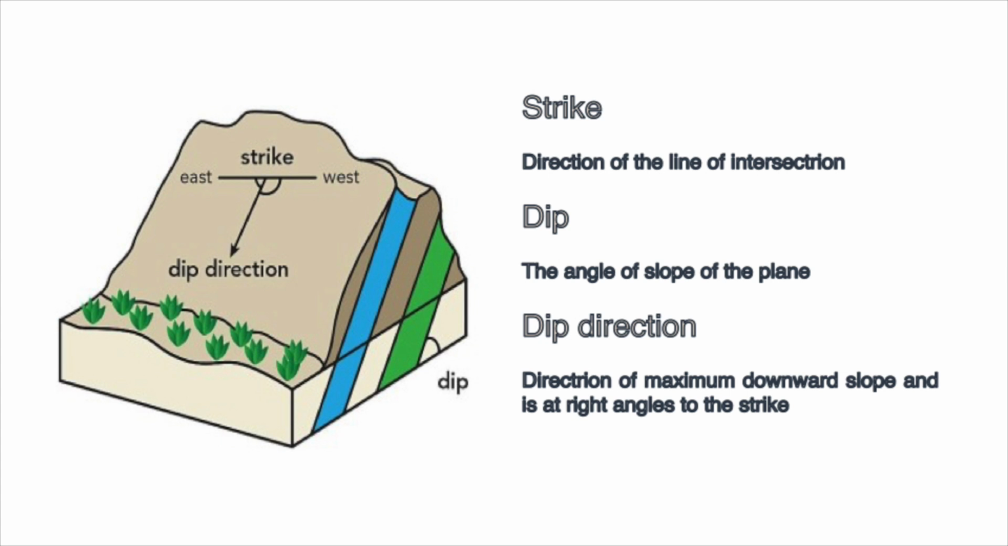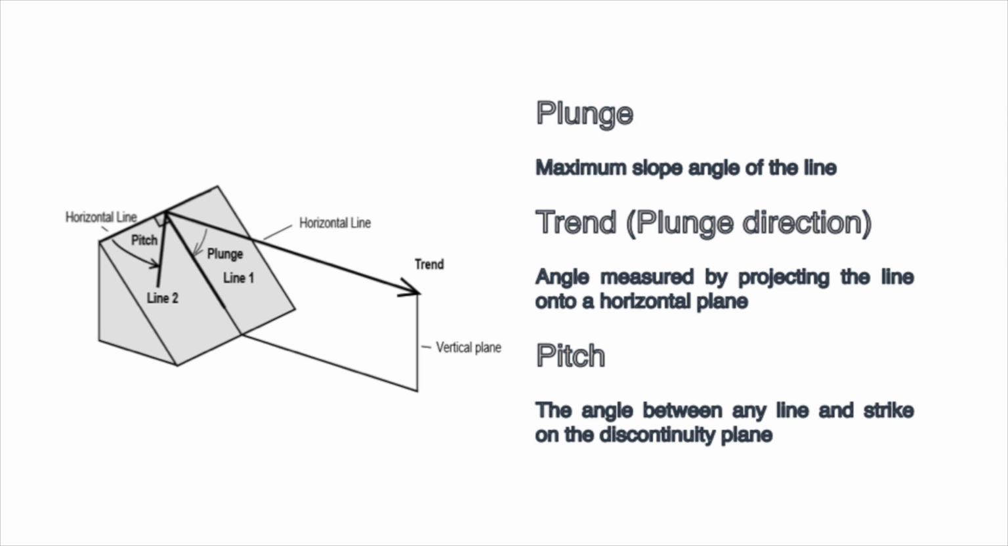The long line represents the strike, which indicates the direction of the intersection between the discontinuity plane and the horizontal plane, measured relative to north. In addition, there are other important concepts such as plunge, trend, and pitch. First, plunge represents the angle of inclination of a line. Similar to dip, it is the angle of inclination of the line with the maximum gradient, and the downward direction is assumed to be positive.